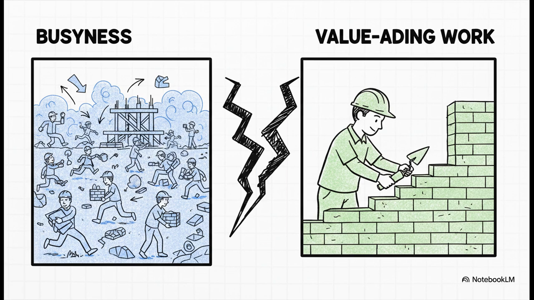This is especially true in really complex industries, like construction. You can walk onto a site and it looks like a beehive of activity. People are moving, machines are humming, but all that motion doesn't always equal progress. That gap, the one between looking busy and actually adding value, well, that's what we call hidden inefficiency.